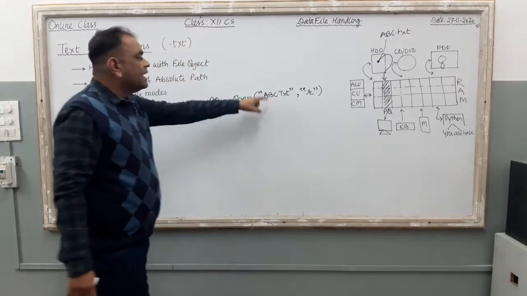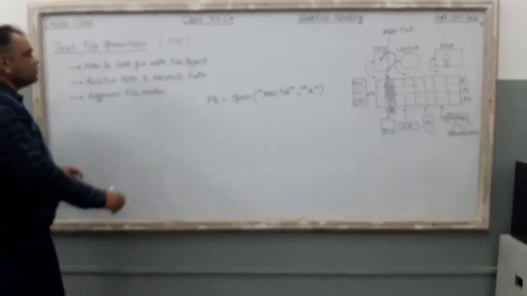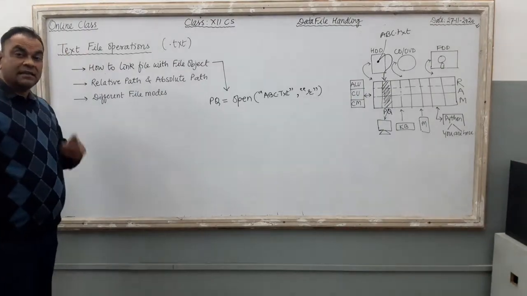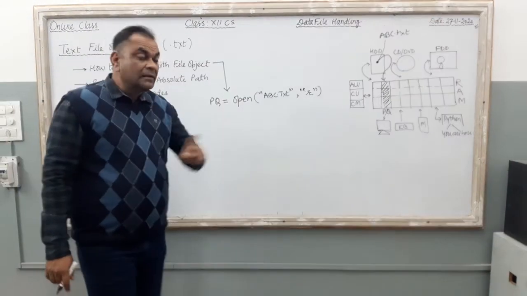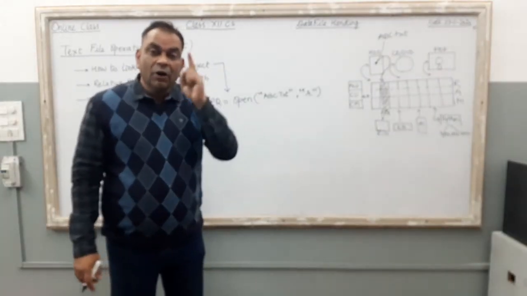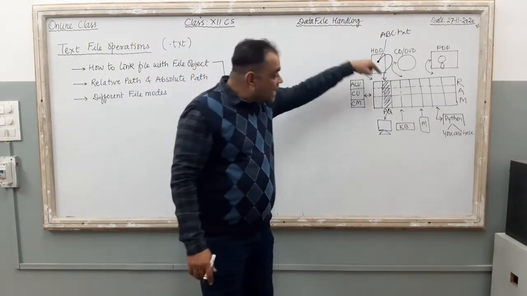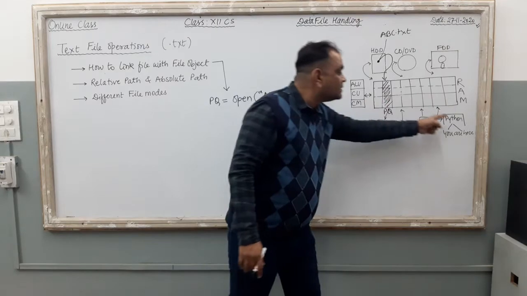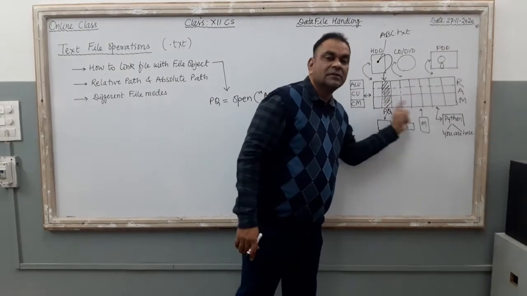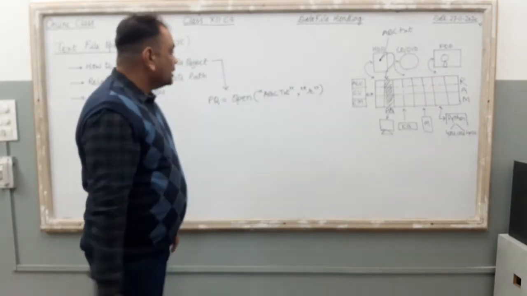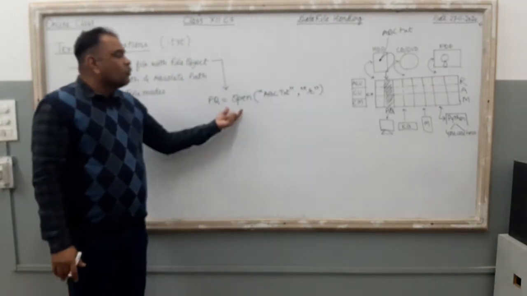So here is the command by which you can link the file with your file object. Just remember, the file is there inside the hard disk. The file object is there inside the computer's memory. The file is there inside the object, so you can access the file directly by using your Python software. Clear? Any doubt? Right. Now the next thing is, what is this open command?